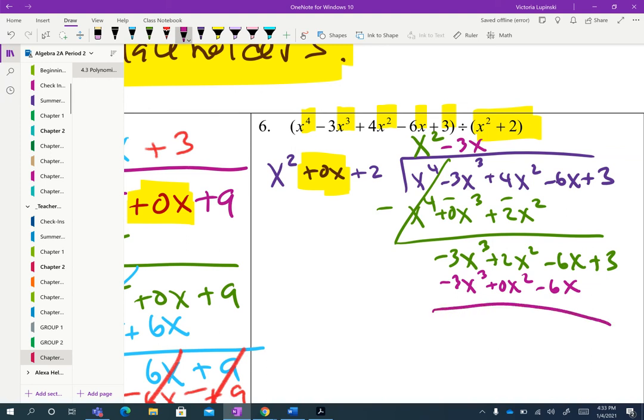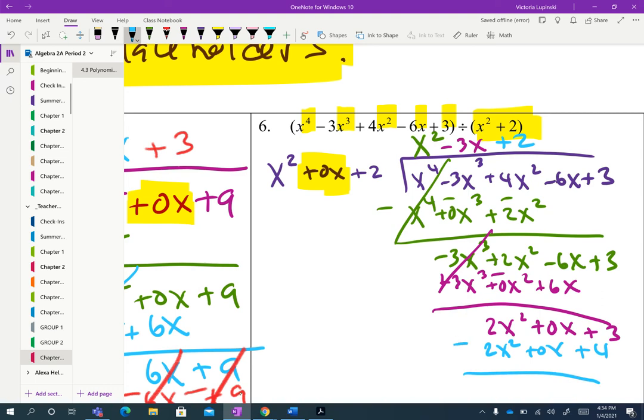Draw the line, change the signs. The cubes are gone. That's going to give me a 2x squared. All the x's cancel, but I'm going to leave it as a 0x, again, as a placeholder. And now I'm ready for the final round. So final round, first into first, x squared times what gives you 2x squared? That would be plus 2. So that's going to give me a 2x squared plus 0x plus 4.